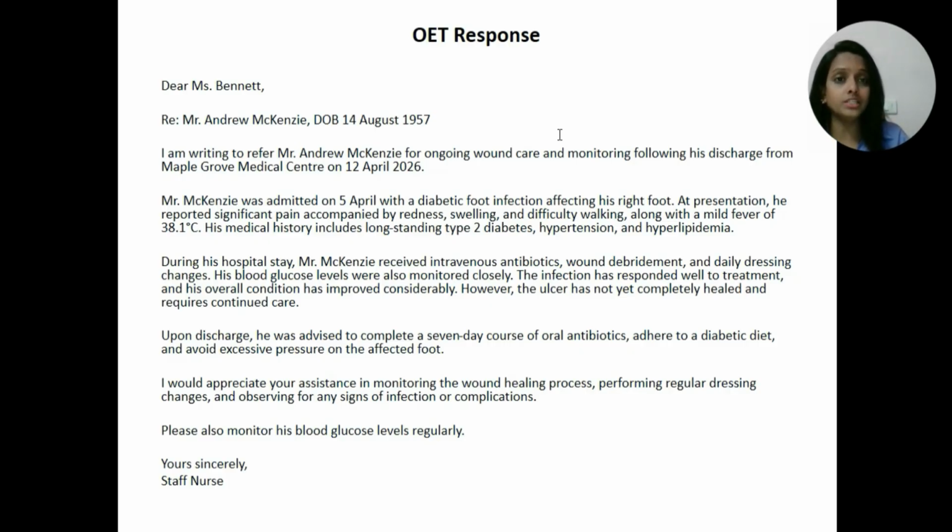And the language quality, the grammar is correct, vocabulary is medically appropriate. Examples like diabetic foot infection, wound debridement, and intravenous antibiotics. So these terminologies demonstrate professional competence, isn't it? And finally, students often think OET writing is about complex English, but in reality, examiners want clarity, safety, professional communication. So if your letter allows another healthcare professional to safely continue the patient care, then you're doing exactly what the OET test is designed to assess. Got it?